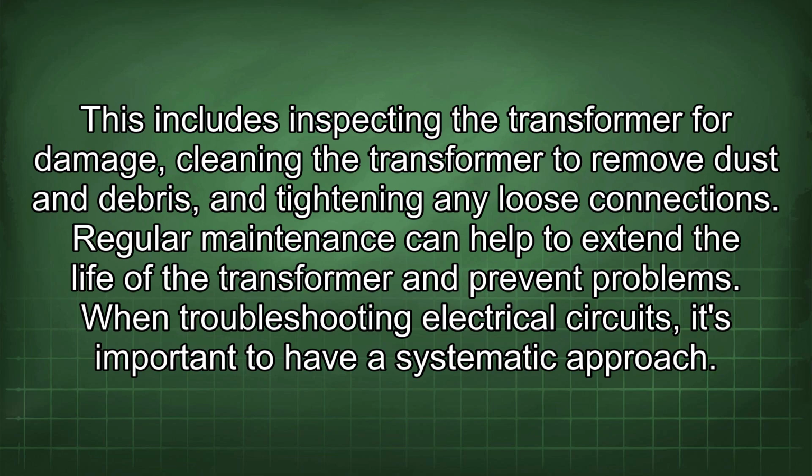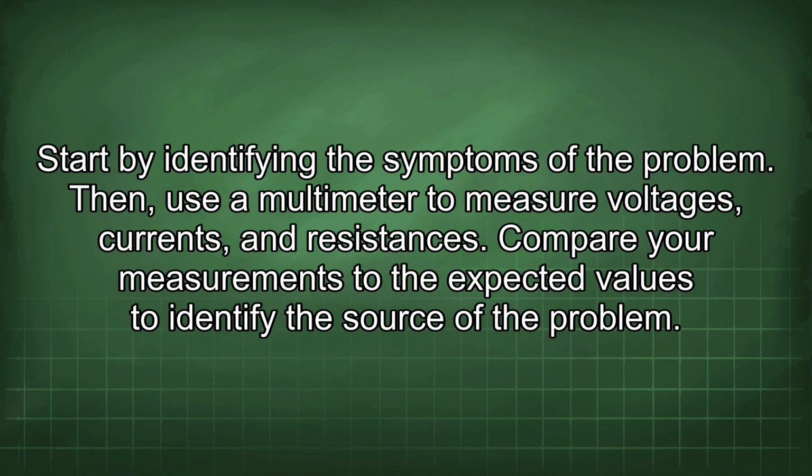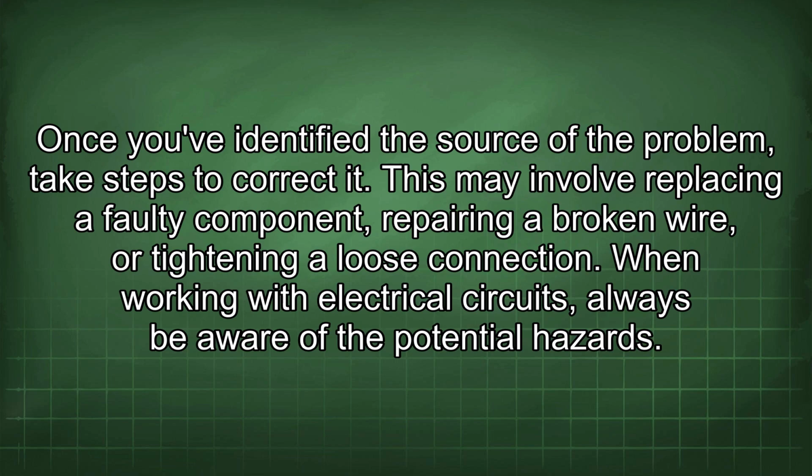When troubleshooting electrical circuits, it's important to have a systematic approach. Start by identifying the symptoms of the problem. Then use a multimeter to measure voltages, currents, and resistances. Compare your measurements to the expected values to identify the source of the problem. Once you've identified the source of the problem, take steps to correct it. This may involve replacing a faulty component, repairing a broken wire, or tightening a loose connection.